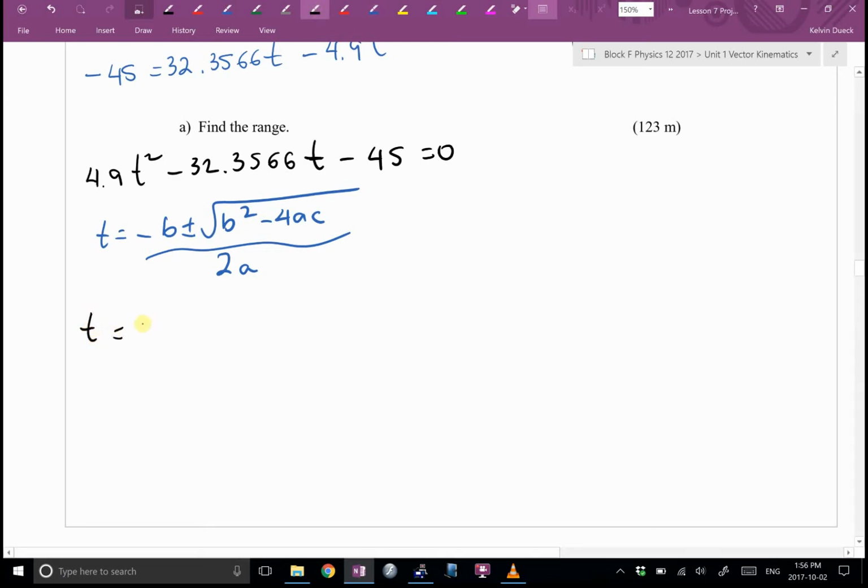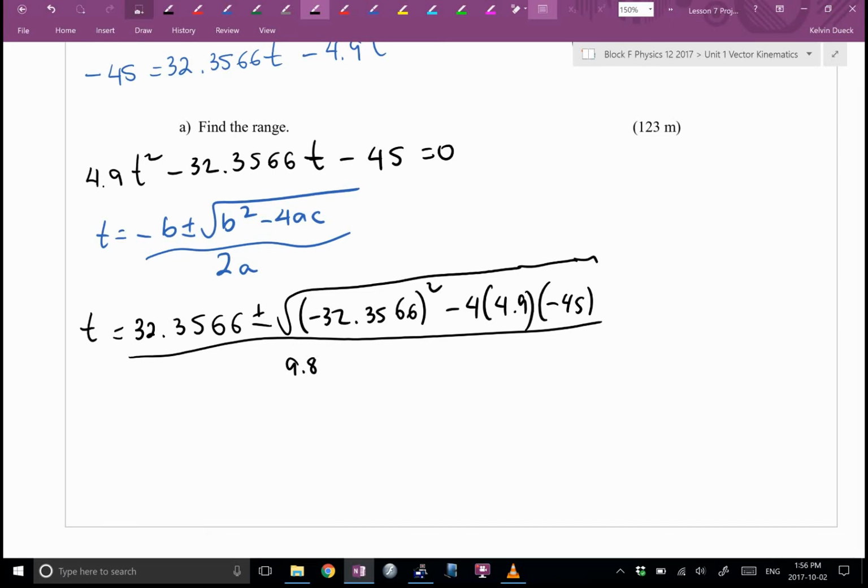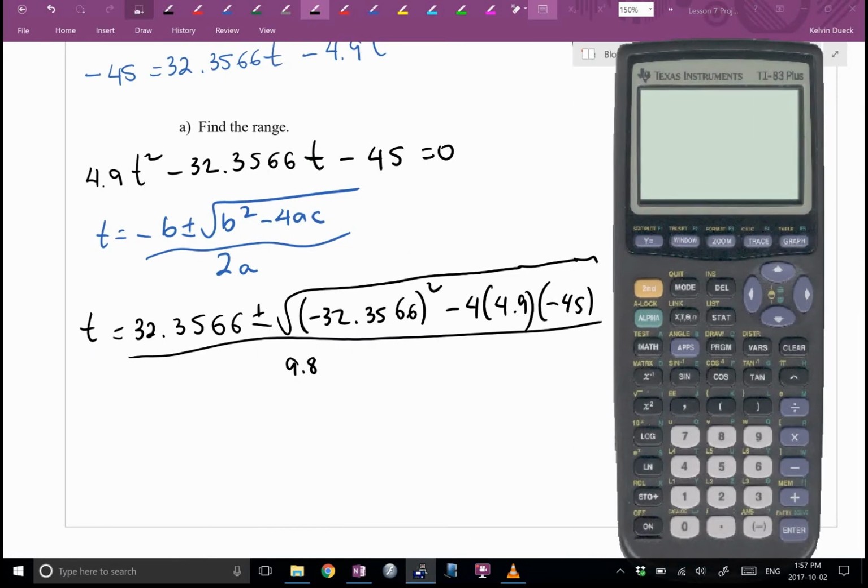I get t equals positive 32.3566 plus or minus the square root of negative 32.3566 squared minus 4 times 4.9 times negative 45, all over 9.8. I don't think so. I plussed it over on purpose to make it positive. Lots of room to make mistakes in this, Eric.